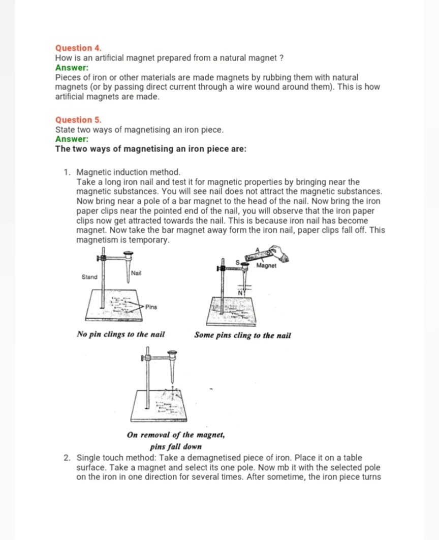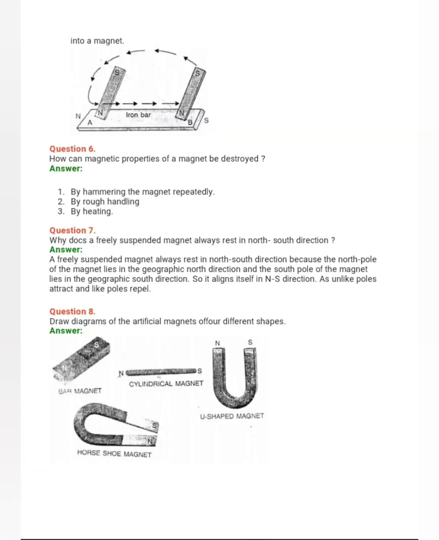Now let's discuss number 2, single touch method. Take a demagnetized piece of iron. Place it on a table surface. Take a magnet and select its one pole. Now rub it with the selected pole on the iron in one direction several times. After some time, the iron piece turns into a magnet, and this is the diagram which you have to make.